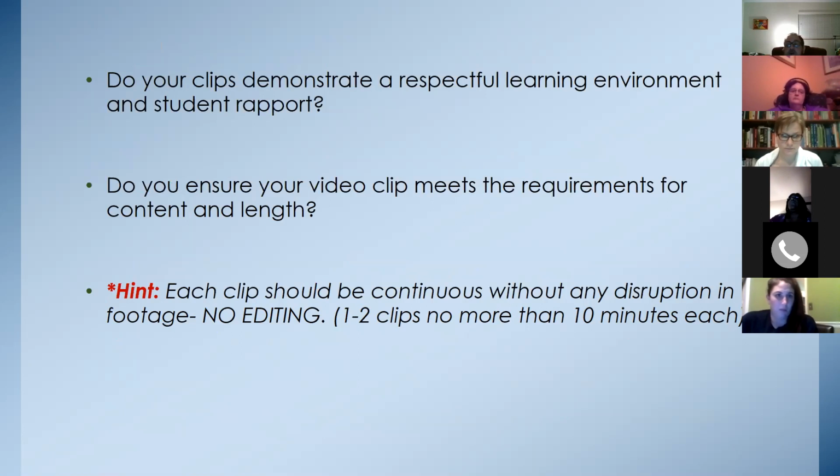Do you ensure your video clip meets the requirements for content and length? Content is going to be based on your commentary. Length, very, very important. If you send in too much video, they won't even look at it. They will simply send it back. Each clip should be continuous without any disruption in the footage. No editing. 1 to 2 clips, no more than 10 minutes each.